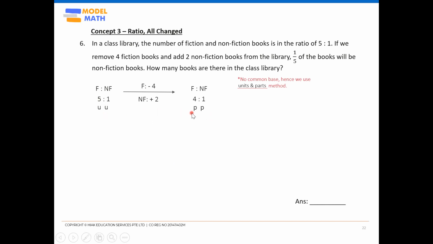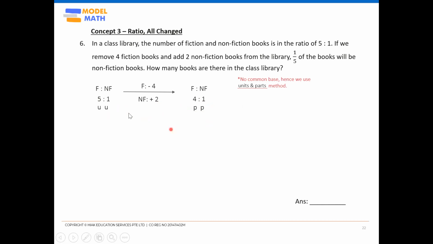Units and parts. When I assign units and parts like that, the value of 1 unit here will not necessarily be the same as the value of 1 part here. For example, here 1 unit could be 10 books, whereas 1 part here could be 15 books. We never know, but for sure the 1 unit value and 1 part value usually will not be the same.